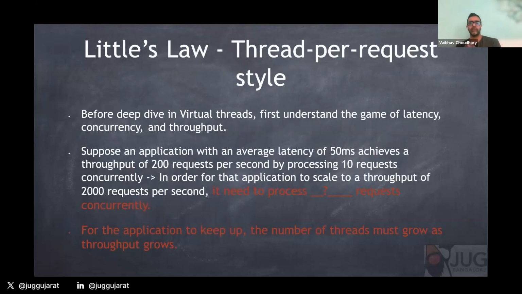Okay, so this is Little's law, just for your understanding. Say you have 50 milliseconds of latency, right? And you are doing 200 requests per second by doing 10 requests concurrently. If the requests go from 200 to 2000, what do I have to do? I have to increase my concurrent requests from 10 to 100, right? And then 100 to 1000. This is how it starts, right?